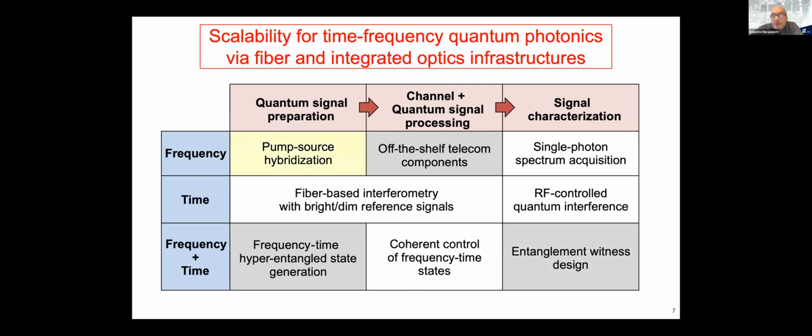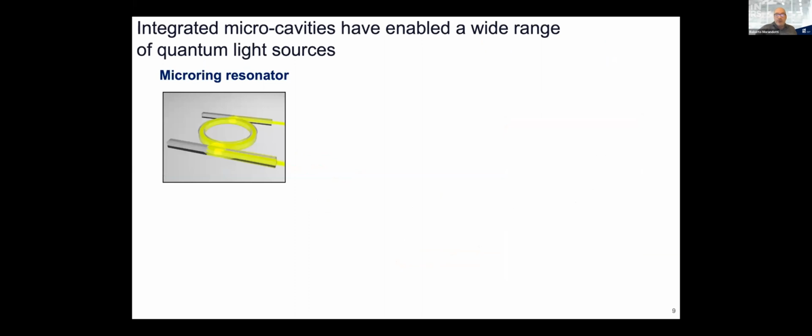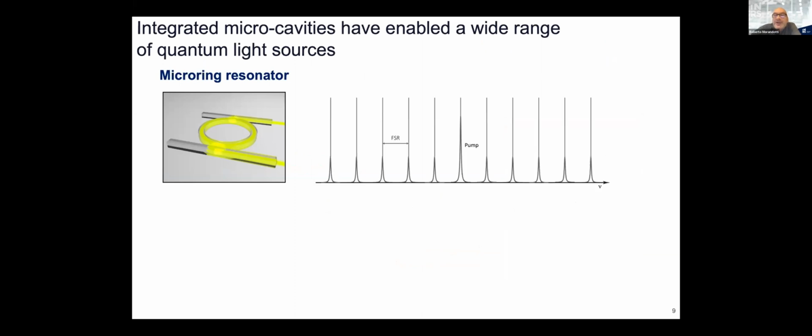And I'm going to talk more about the technological side: our work on the pump source hybridization, the interferometer, and how we did the coherent control of frequency-time states. So let's start with the source. What we typically use is a microring resonator, which is a very, very small cavity. Basically, we create a set of resonances which have a large free spectral range. We are talking about values between 50 gigahertz and 200 gigahertz. They're nice values because you can process them by using standard electronics.